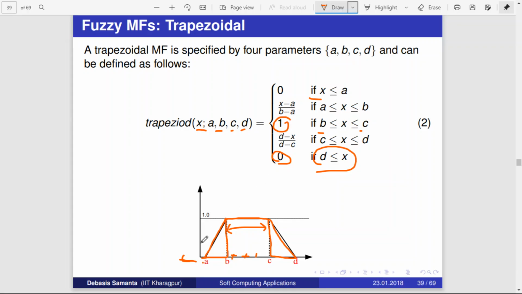If x is between a and b, then you can apply the triangular membership logic. That is, it will be x minus a divided by b minus a. Similarly, if x is between c and d, then it will be d minus x divided by d minus c. So this is how the trapezoidal membership function is defined.